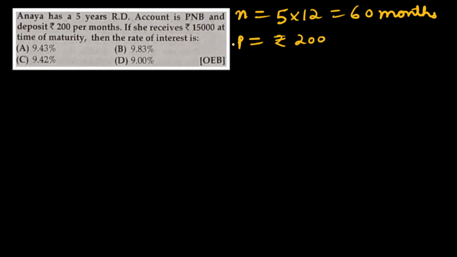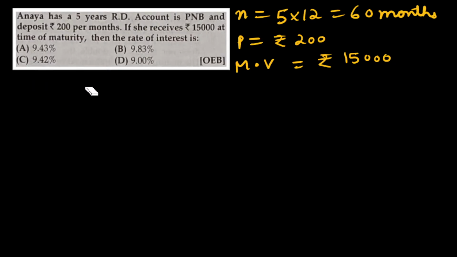If she receives 15,000 at the time of maturity, that means MV is given to us. What is given to us? MV, 15,000. Then rate of interest, so R we have to find. What we have to find? We have to find R. Rate of interest we have to find.